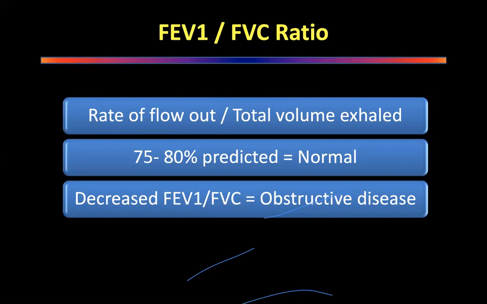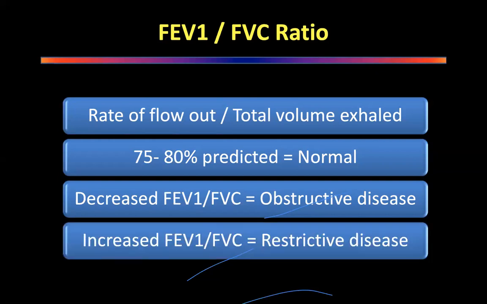Okay, so decreased FEV1 over normal FVC reduces the ratio, and that suggests this is an obstructive disease. And a decreased FEV1 over decreased FVC means both the numerator and the denominator have decreased. But the denominator has decreased more than the numerator, hence the ratio increases. An increased FEV1 over FVC ratio suggests that this is a restrictive disease.